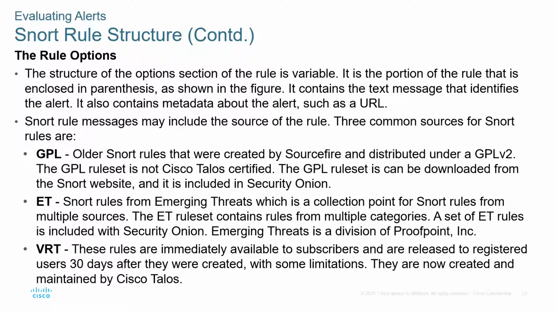The ET is going to be the Snort rules from Emerging Threats. This is a collection point for Snort rules from multiple sources. The Emerging Threats rule set contains rules from multiple categories, a set of ET rules included with Security Onion, and this Emerging Threats is a division of Proofpoint. On the VRT rules, these are rules that are immediately available to subscribers and are released to registered users 30 days after they were created. With some limitations, they are now created and maintained by Cisco Talos.